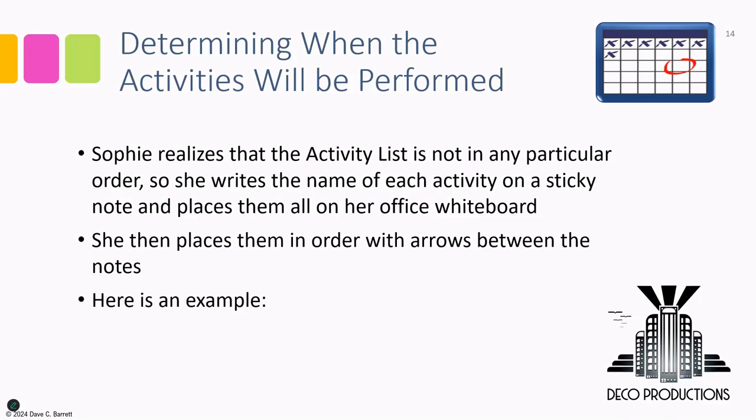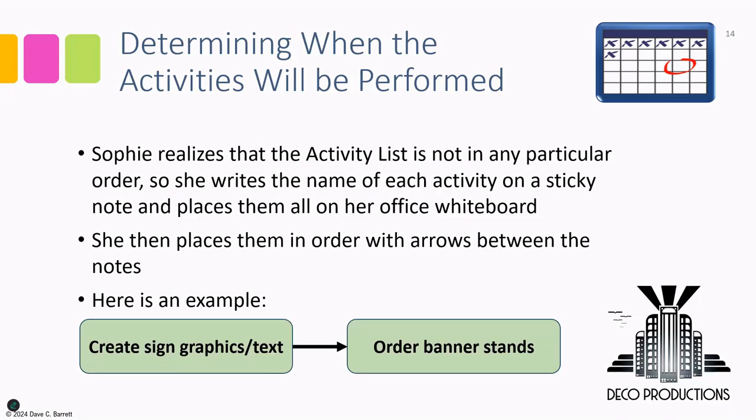Here is an example of just two of the activities that do have an order between them. So it's evident to her that you need to create the sign graphics and text before you can order the banner stands. That is a dependency that is there. So she defines that amongst many others.